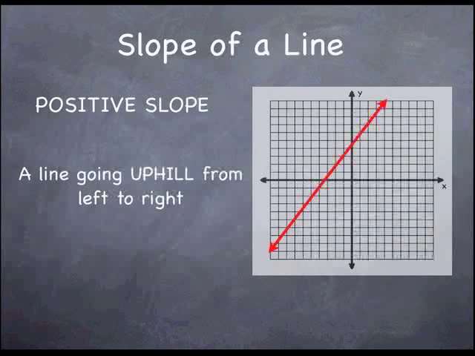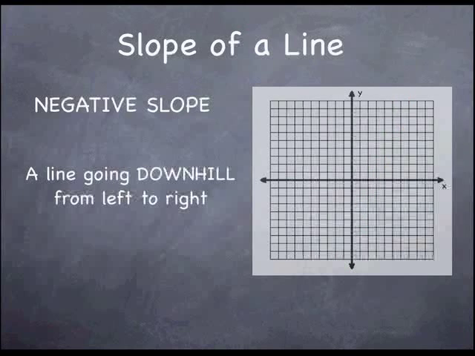A line with positive slope is a line going uphill from left to right. As I read each of these lines from left to right, I notice that they are all going uphill. On the other hand, a line with negative slope would be represented by lines that are going downhill from left to right. As you notice, each of these lines, if they were graphed, as I read from left to right, is going downhill.